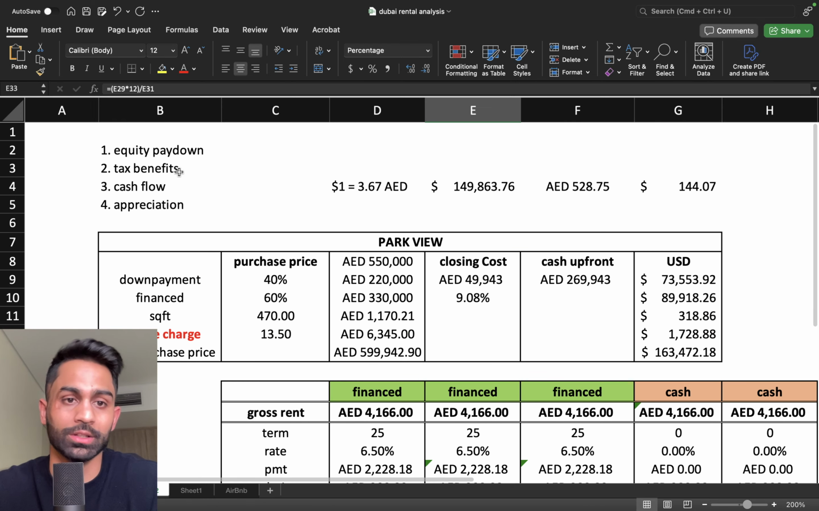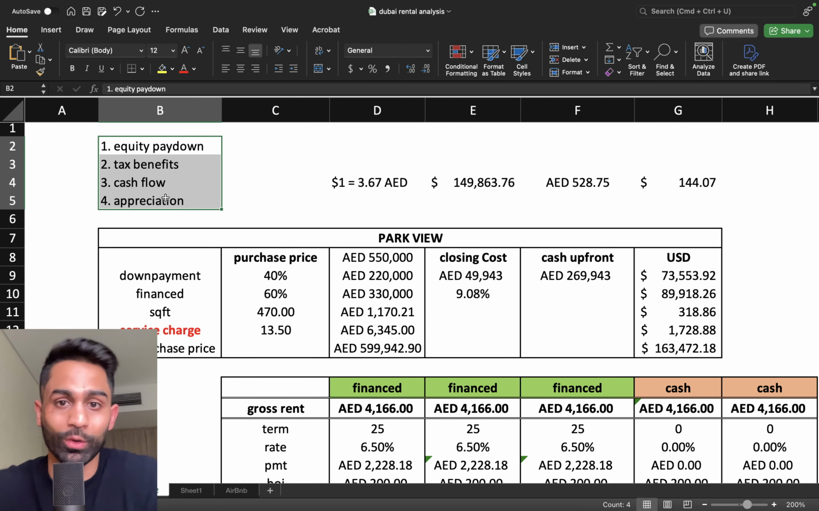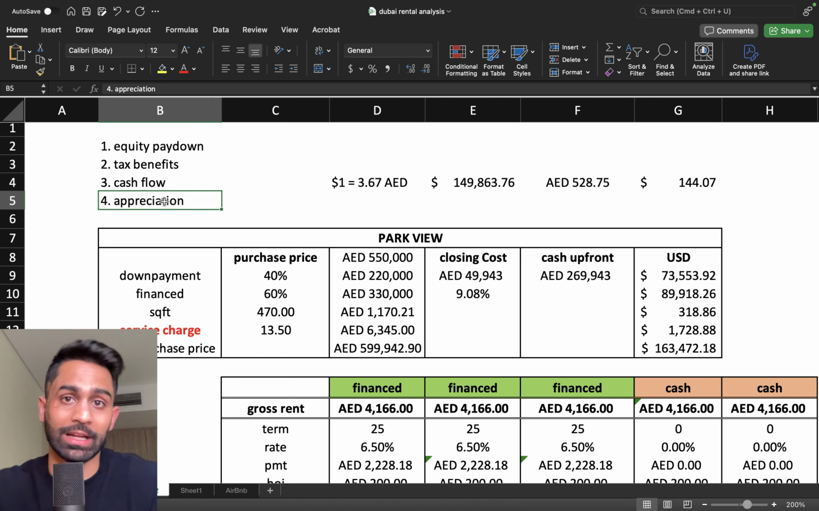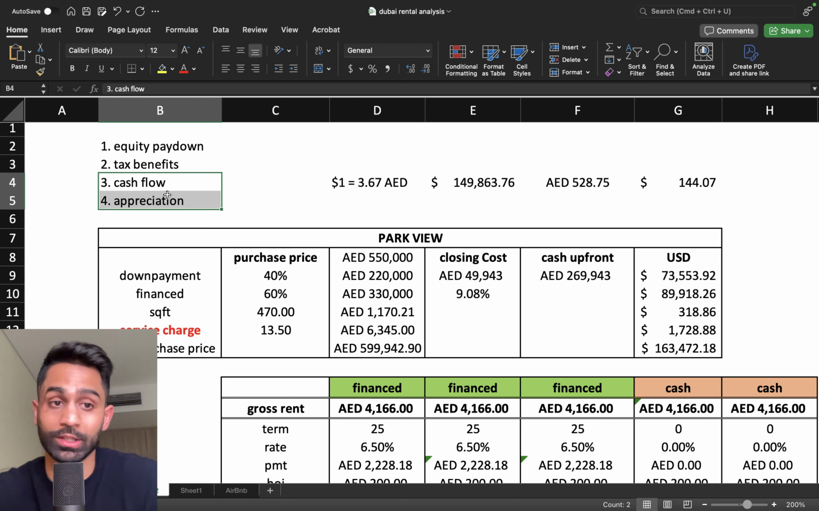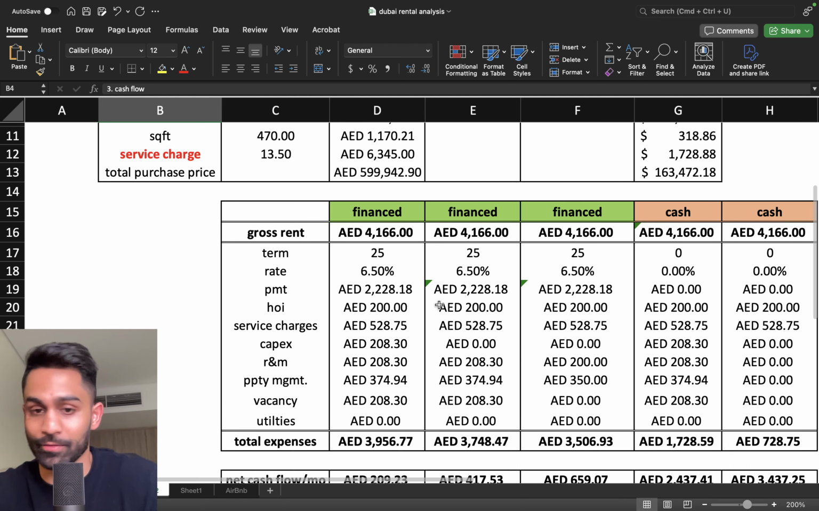So if you take a look at the 4 big benefits of owning real estate, the number 1 benefit is the equity pay down. Then the tax benefits, where property taxes are 0 in Dubai. And then of course we've got cash flow and appreciation. Capital appreciation is very, very important for real estate. Of course, you want the property value to increase, and cash flow is another really important benefit, which is to say that you are at least netting something at the end of each month.